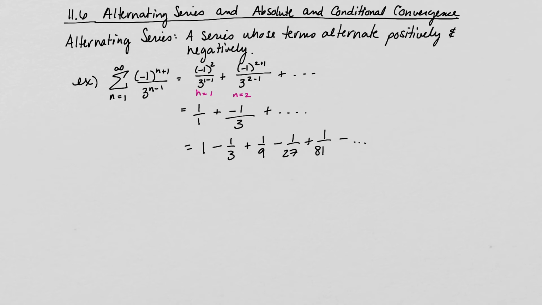So we keep switching back and forth. Positive, negative, positive, negative. They could switch the other way too. You could start with a negative and then go to a positive. So it could be negative, then positive, negative, then positive. Either one works and is appropriate in terms of an alternating series. And so what we're interested in is, when do alternating series converge? So we have the alternating series test.